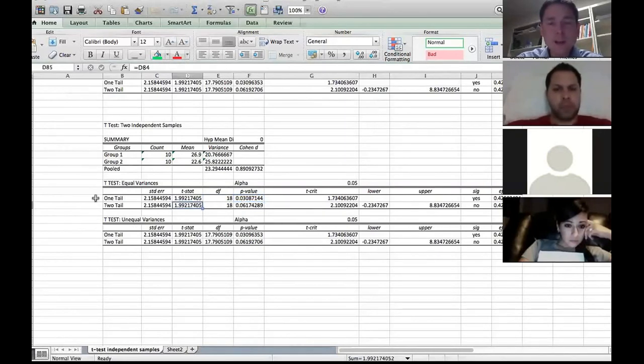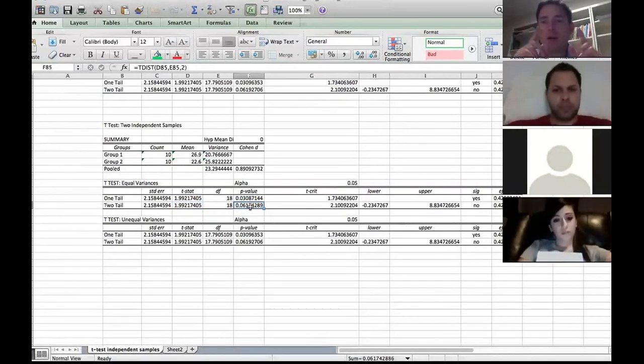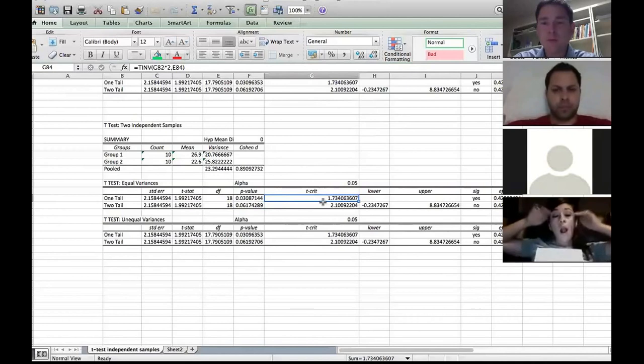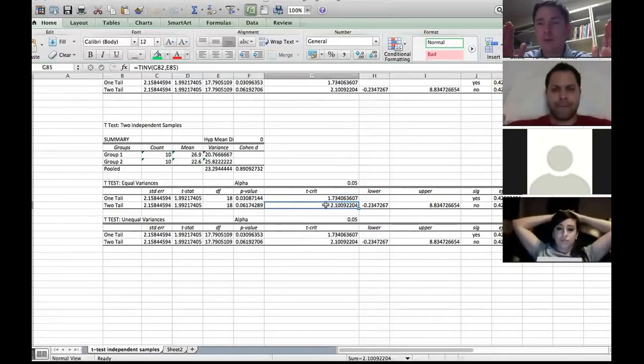Now you can see in the two-tailed test you have the same t-value. The t-calculated doesn't change, but the p-value changes, because in the one-tailed test we tested one side and in the two-tailed test we tested two sides. You can also see it from the t-critical. T-critical on one side is closer to 0, and t-critical on the two-sided is further away from 0.